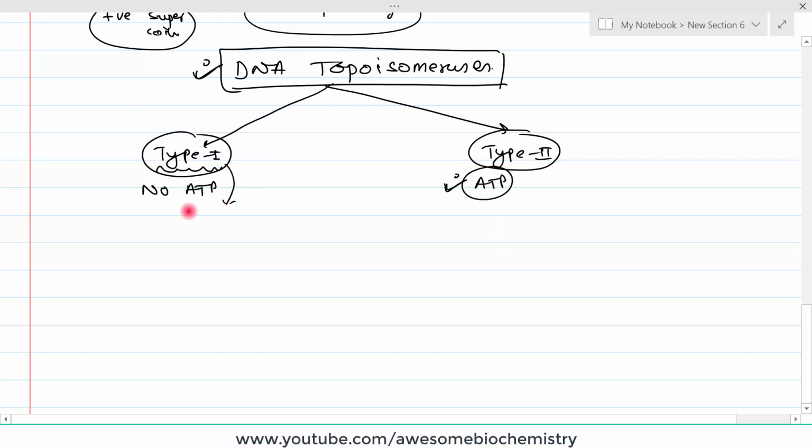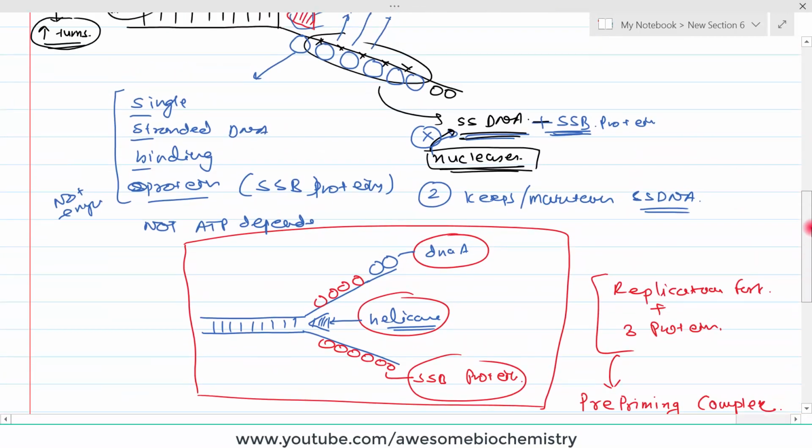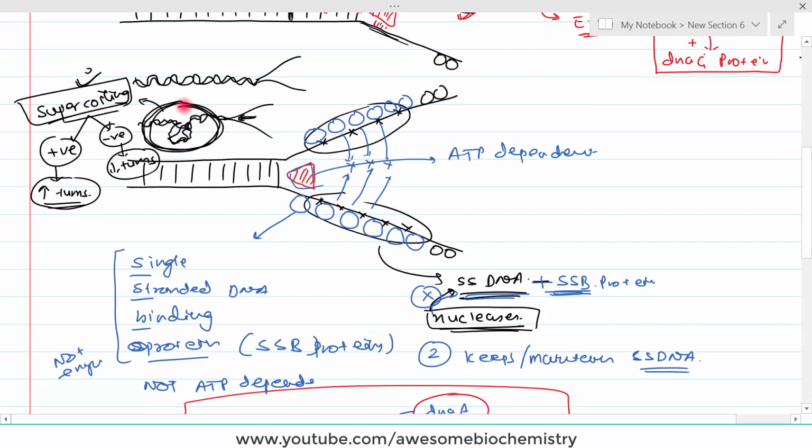Type 1 topoisomerases cut only one strand, whereas type 2 topoisomerases cut both the strands of DNA. Remember, whenever the coilings are increased, like in this case, what will happen? You have two options: either cut one strand, suppose this is the positive supercoil, then let it relieve its torsion and then once again bind it. You can solve the problem of positive as well as negative supercoiling.